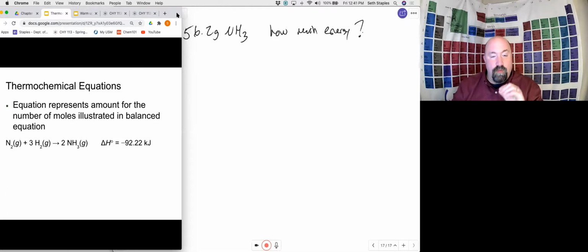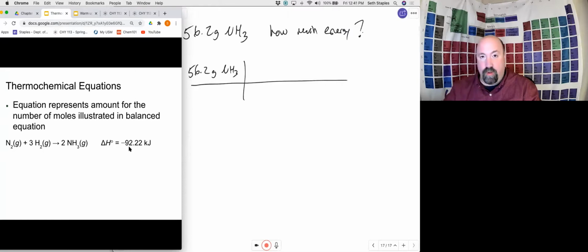We know that for every 2 moles of NH3 that are produced, 92.22 kilojoules of energy are released. So our first step, we're going to take our 56.2 grams of NH3 and convert that over to moles. NH3 is 17.01, something like that. Nitrogen is 14.0067, plus our 3 times 1.008.